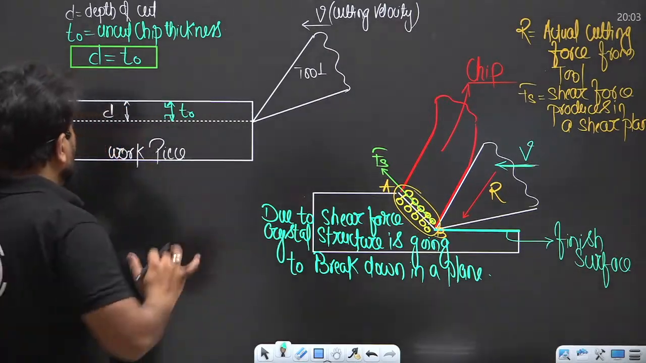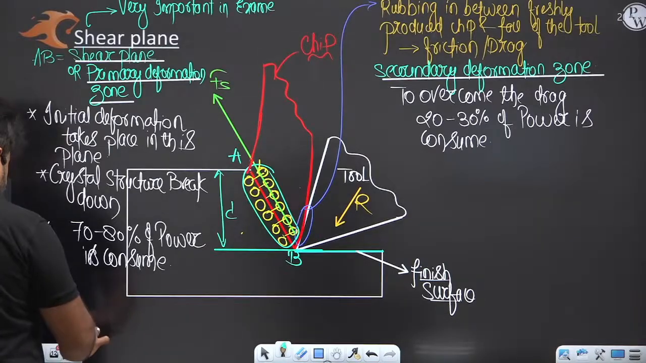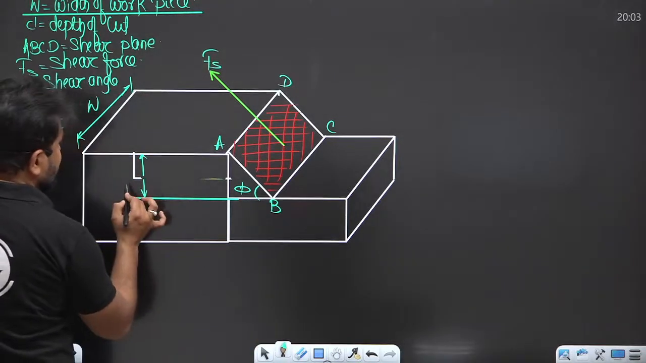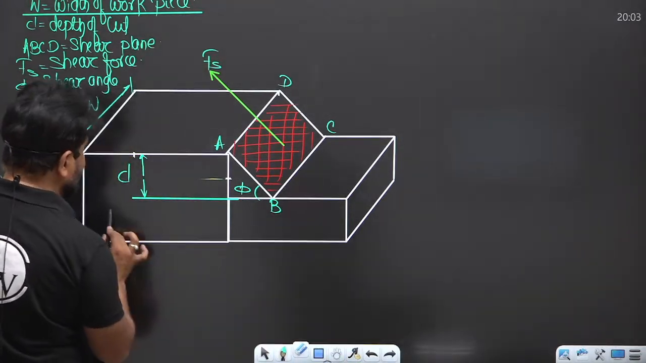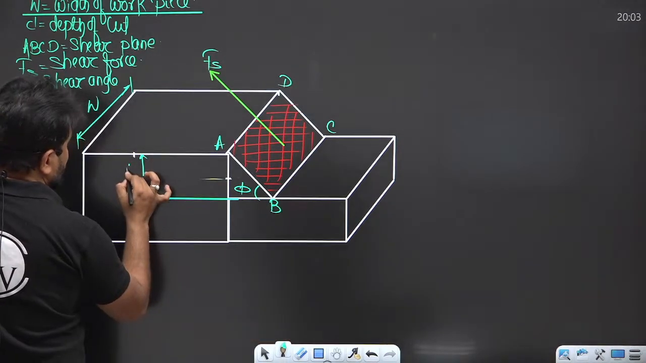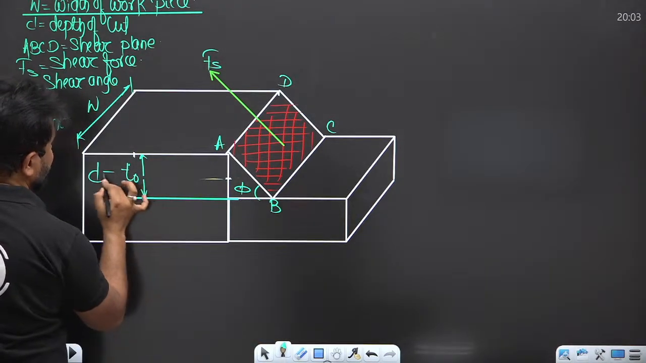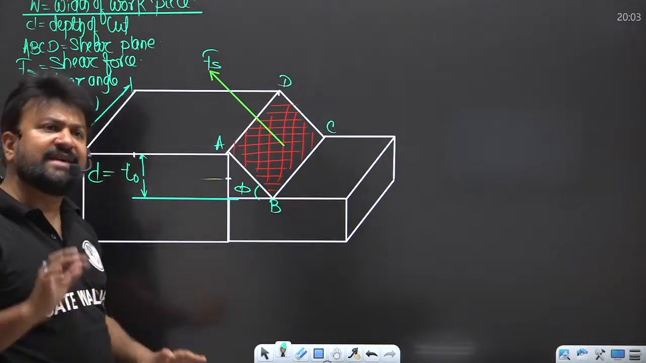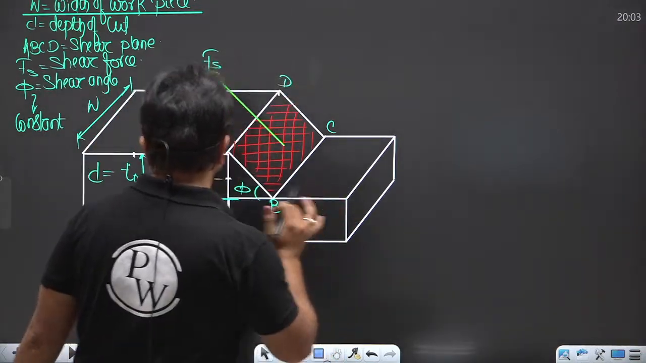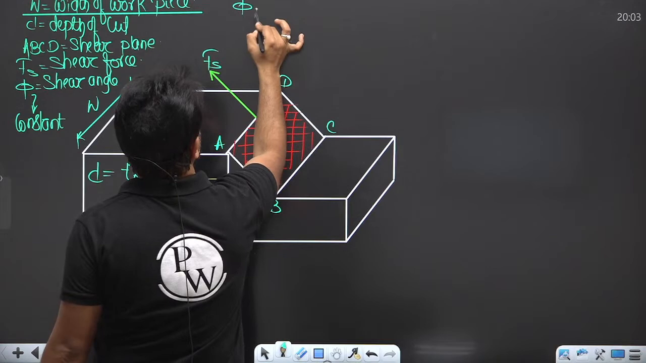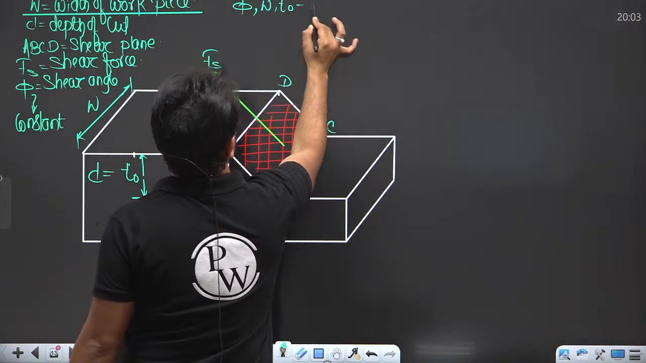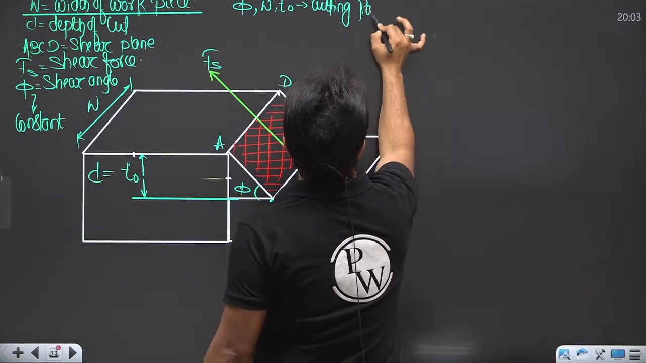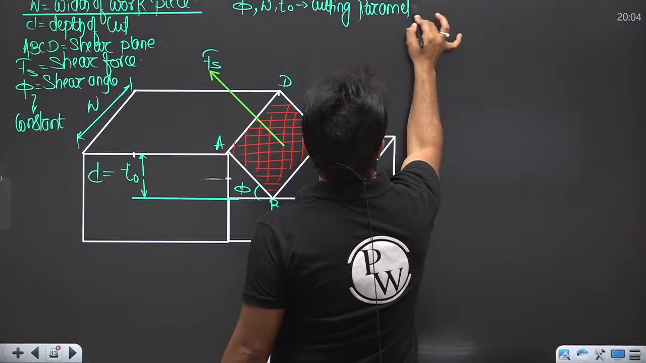Now here I can write that it is T naught, or I can write depth of cut. My dear, the shear angle will be given to you. Let's say the shear angle is phi. Phi, W, and T naught are the cutting parameters.